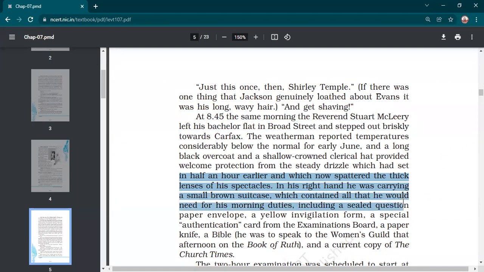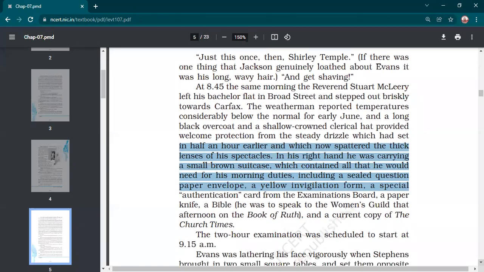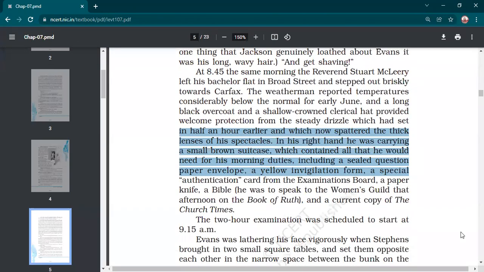In his right hand, he was carrying a small brown suitcase, which contained all that he would need for his morning duties, including a sealed question paper envelope, yellow invigilation form, special authentication card from the exam board, a paper knife, a Bible. He was to speak to the Women's Guild that afternoon on the Book of Ruth, and a current copy of the Church Times.